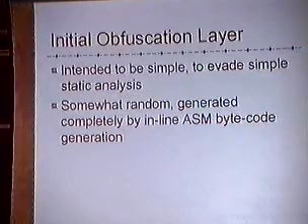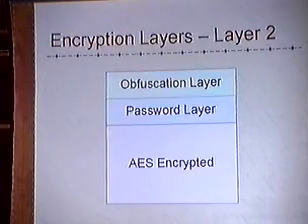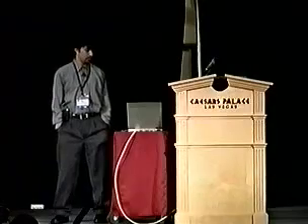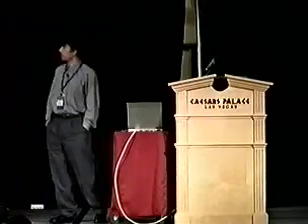It's intended to evade simple static analysis. And as I said, it's somewhat random, and it's generated by the inline ASM generation code. Beyond the obfuscation layer, there's a password layer. If you choose to use a password, you don't have to, but if you do, everything other than the password layer and the obfuscation layer is encrypted with AES.